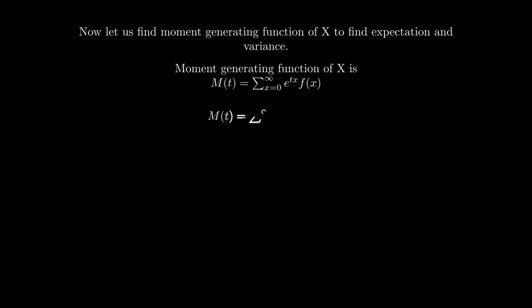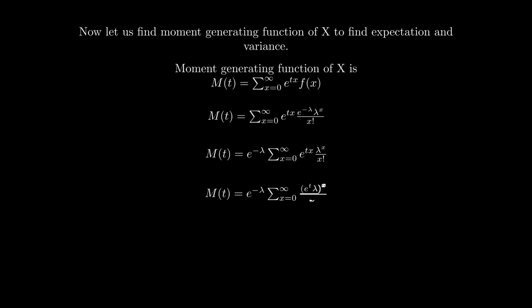Now let us find the moment generating function of x. That will help to find expectation and variance. So the moment generating function of x is M(t) equals summation over x equal to 0 to infinity e^(tx) f(x). If you see the moment generating function of random variable x, that is M(t) equals e to the power lambda (e^t minus 1).